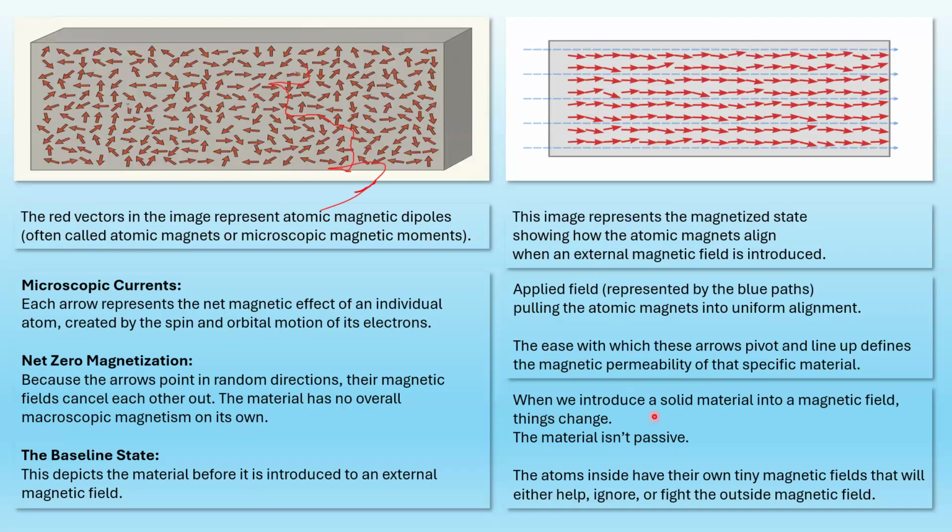When we introduce a solid material into a magnetic field, things change. The material isn't passive. The atoms inside have their own tiny magnetic fields that will either help the magnetic field, or they will ignore the magnetic field, or fight the outside magnetic field.